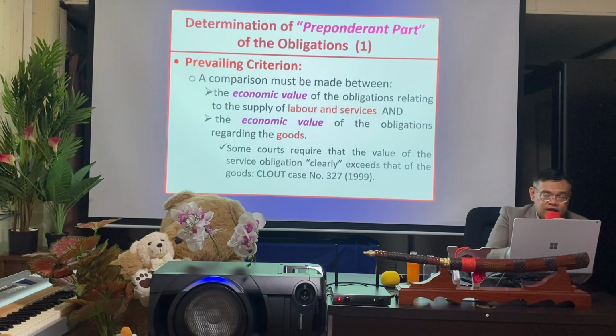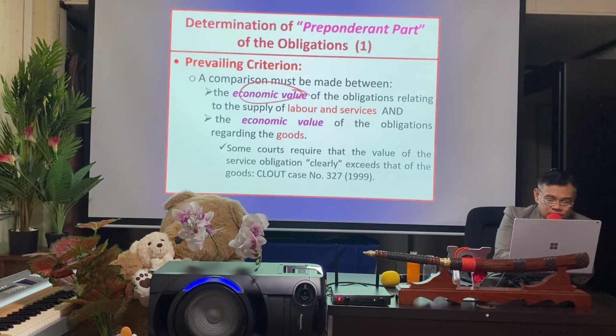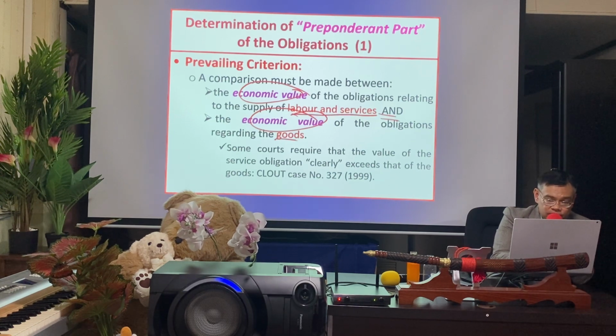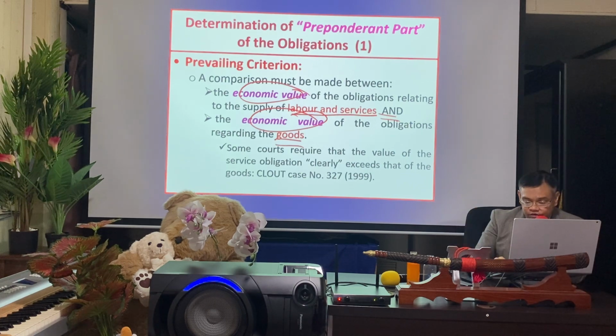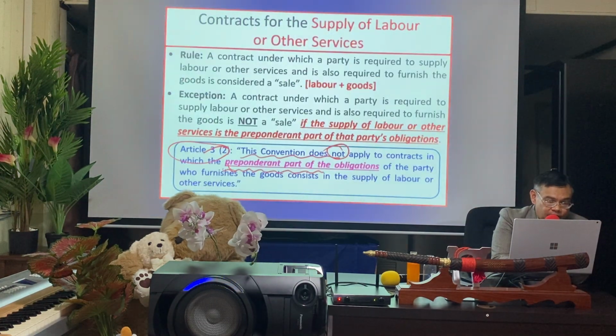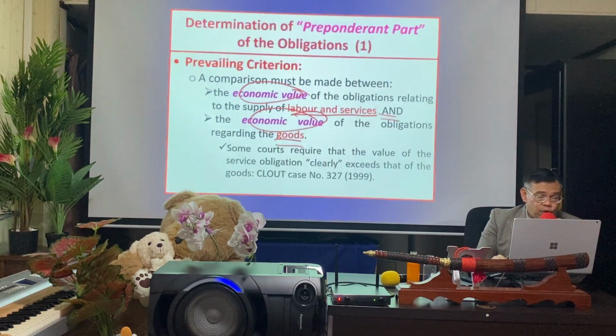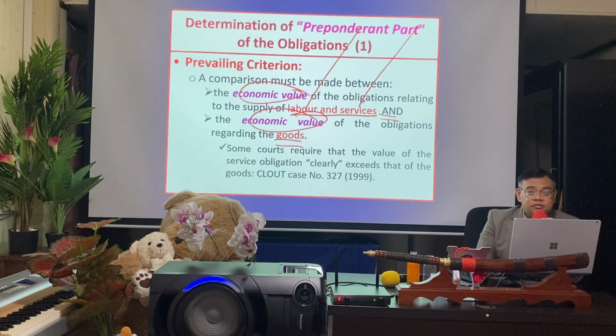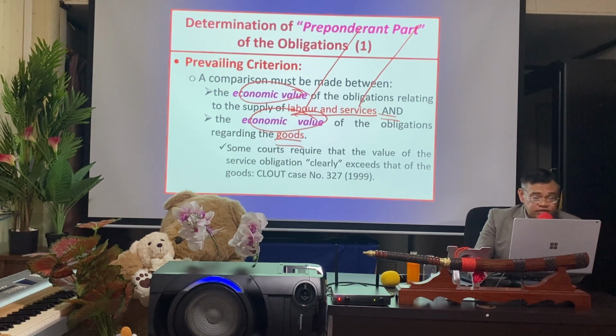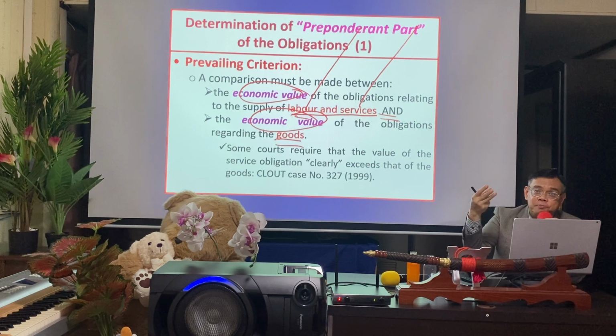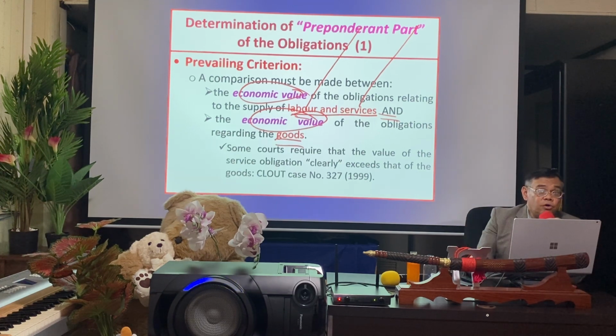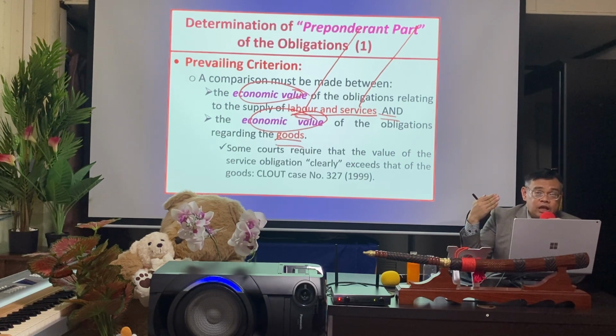So according to Article 3.2 of the CISG, we need to compare what? We need to compare the economic value between labor and services and the goods. Which one is larger? Which one represents the preponderant part? If the economic value of the labor or services is the preponderant part, then the contract in question will not be the sale. But if the economic value consisting of the labor or services seems to be small, trivial, or not comparable to the economic value in the part which deals with the goods, then that is the sale.